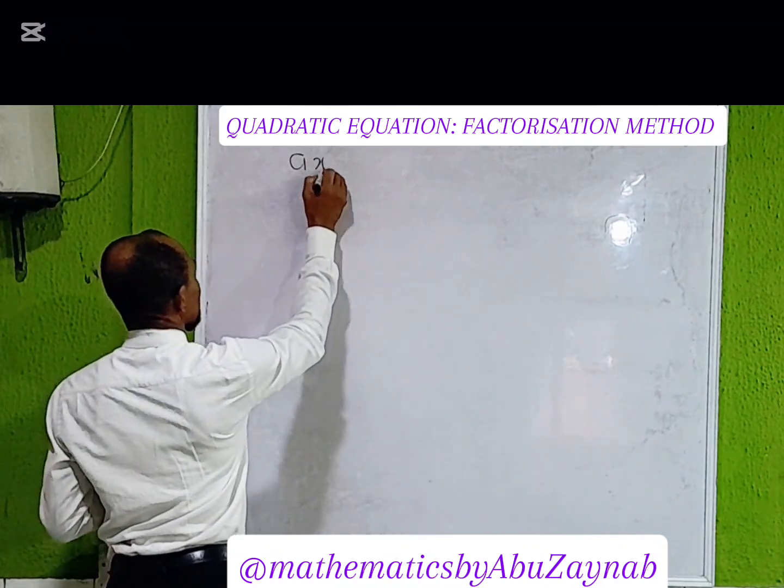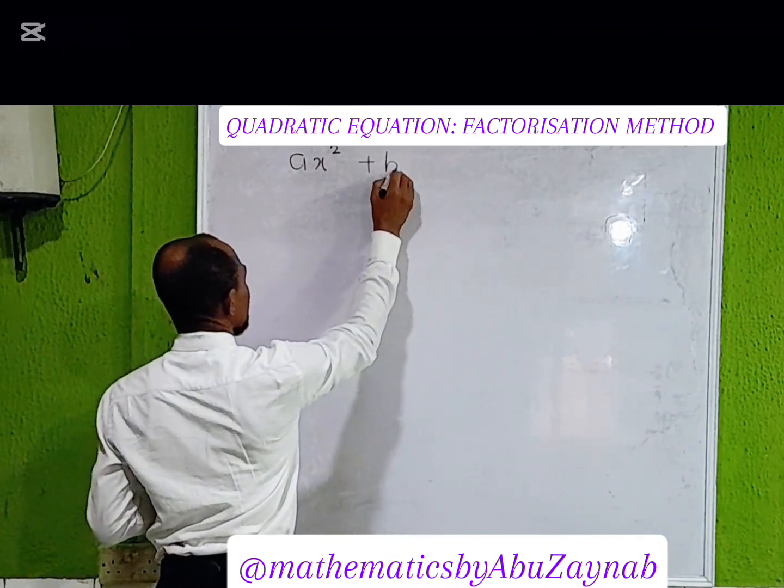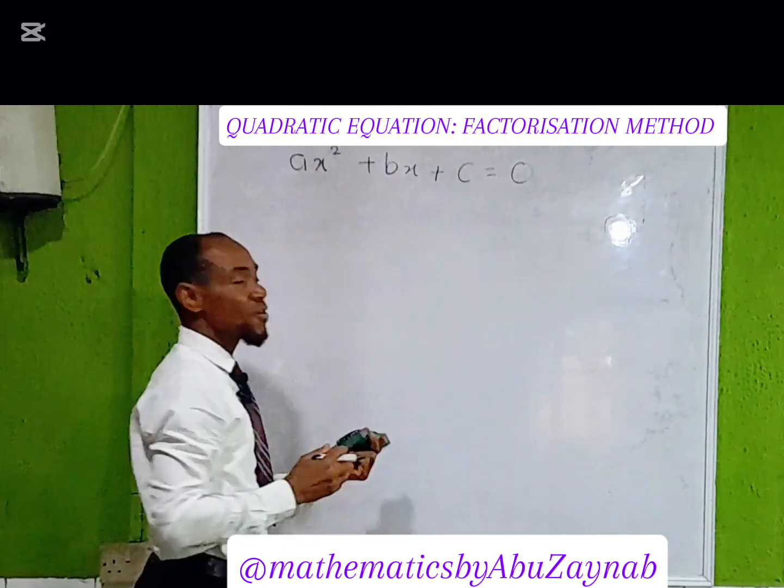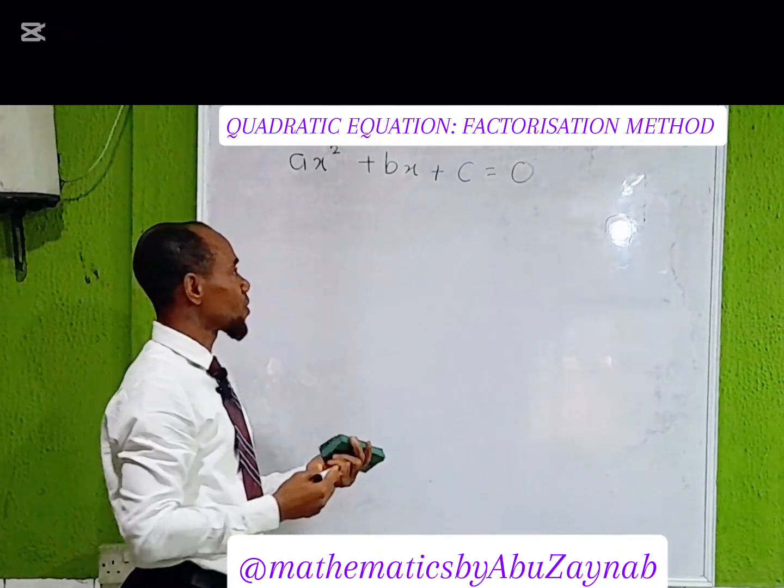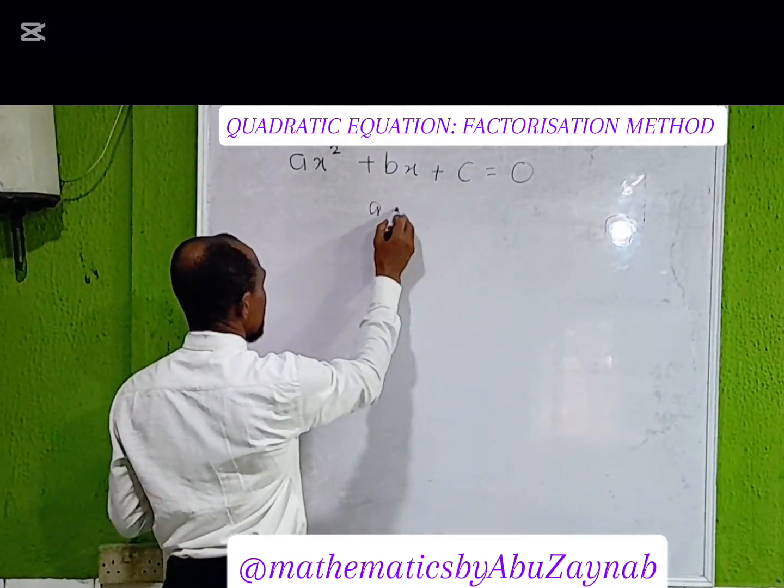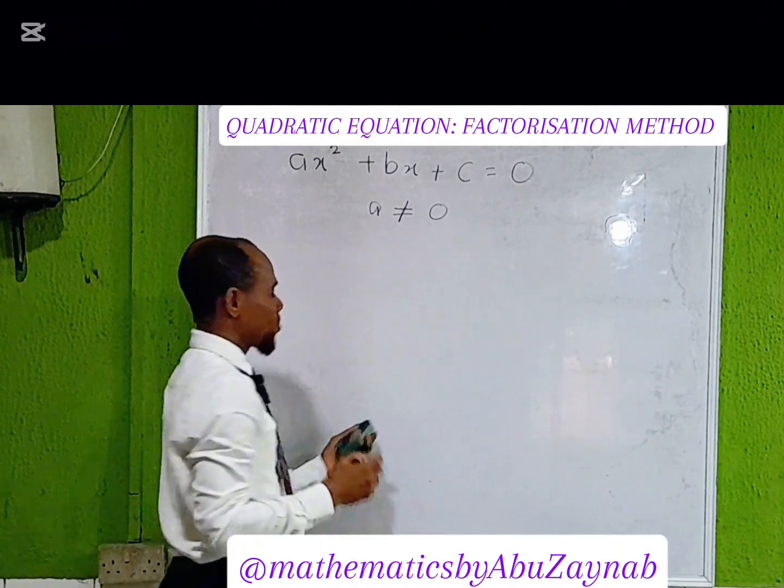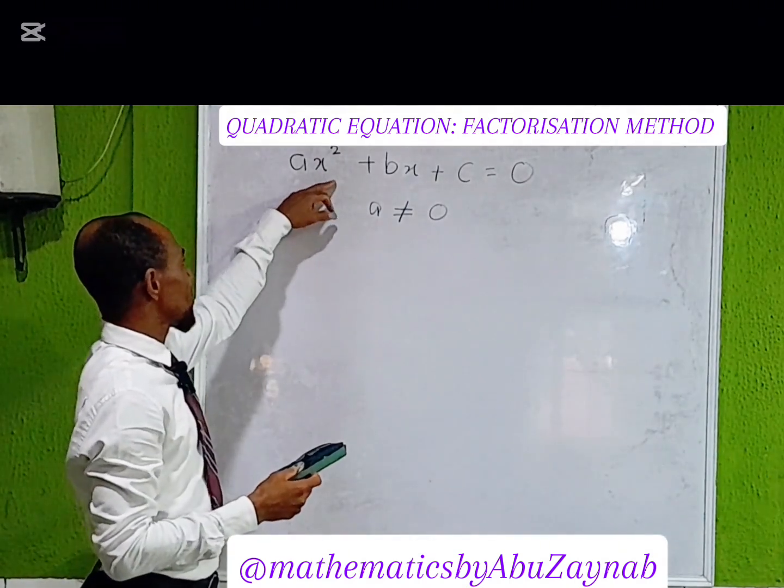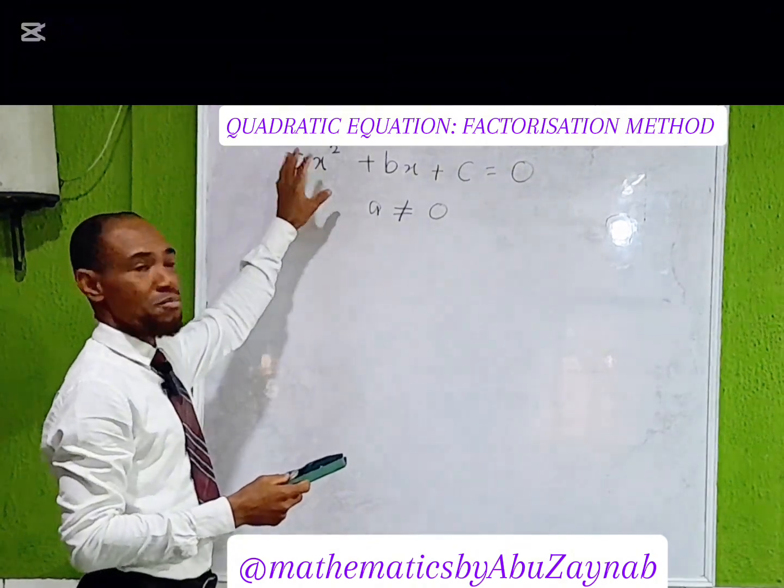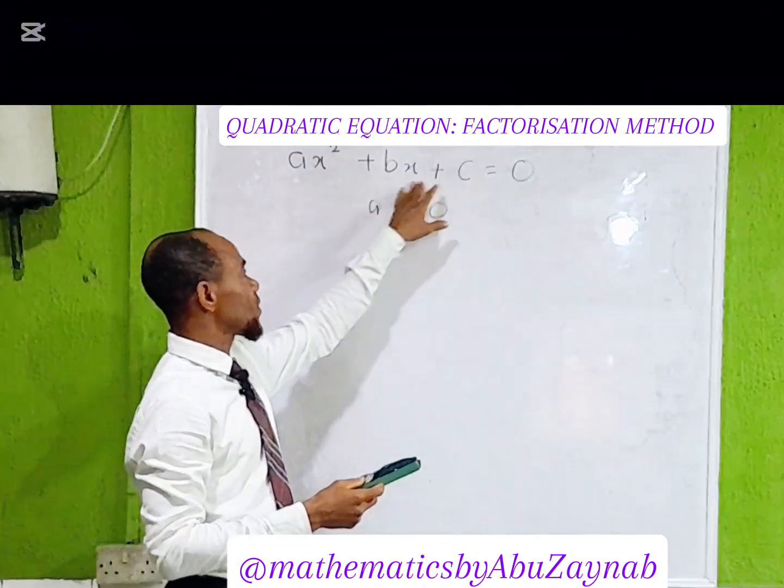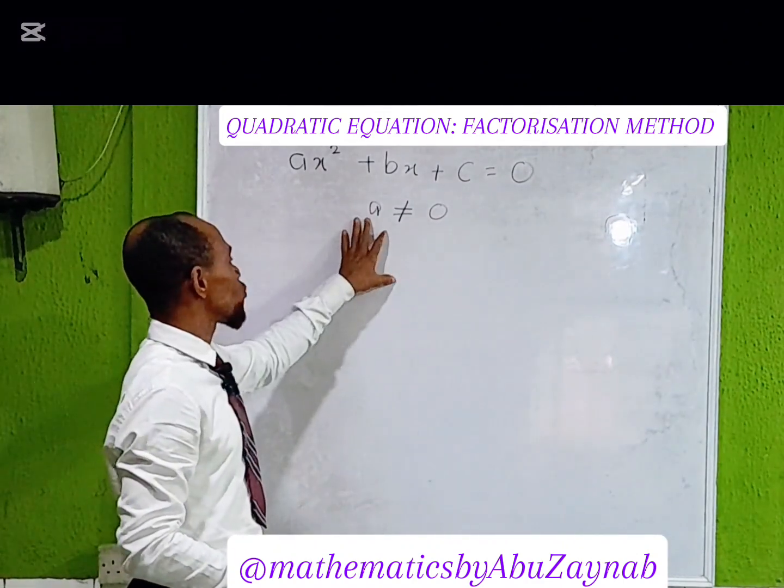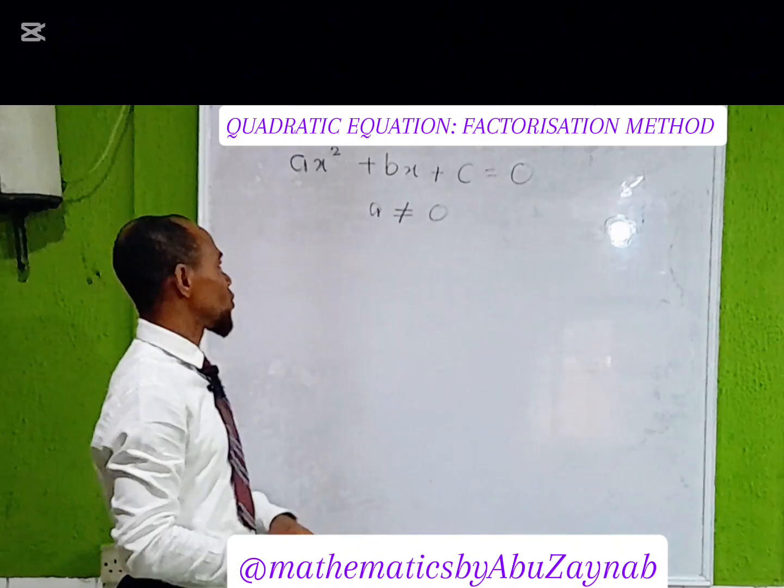To start with, the standard quadratic equation is usually given as ax squared plus bx plus c, with the proviso that a must not be equal to 0. Because if a equals 0, automatically 0 times x squared means 0. Hence, we reduce this equation to a mere linear equation. Hence, a can assume any value but 0.